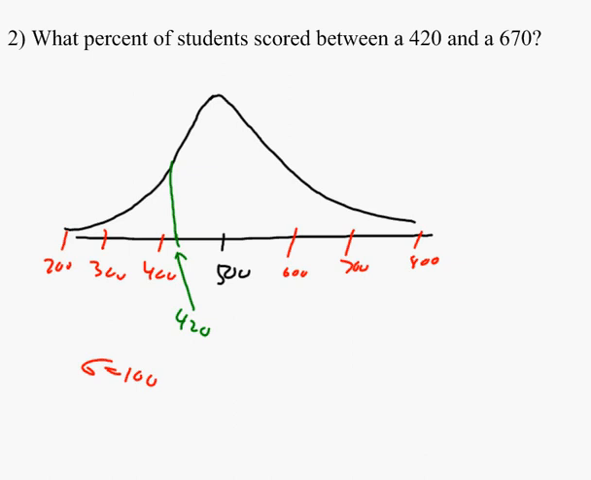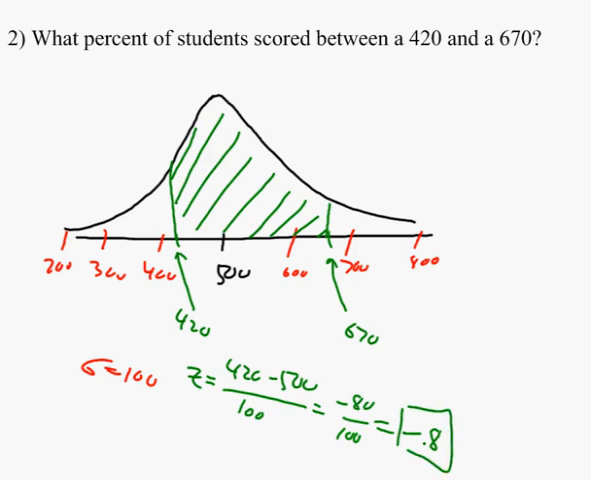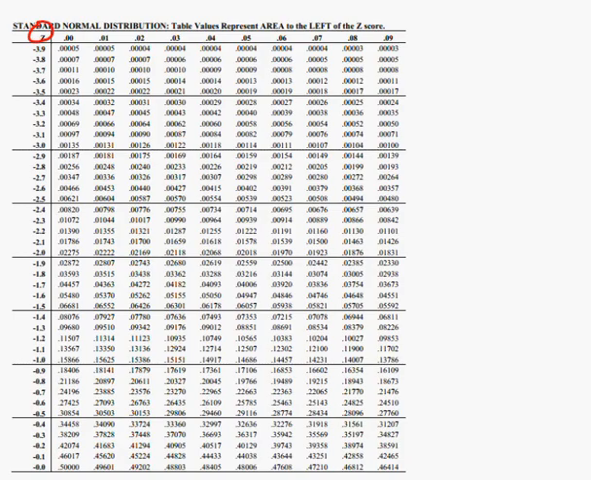I'll draw a vertical line. And 670 will be a little closer to 700 than it is to 600. So we'll do this and draw a line. And here is the desired area. Now, what do we know about our Z-chart? Well, we just learned that our Z-chart only gives us percentiles. So let's calculate the Z-score for 420. Z equals 420 minus 500 over 100, or negative 80 over 100, or negative 0.8. We can go look that number up in our Z-chart.